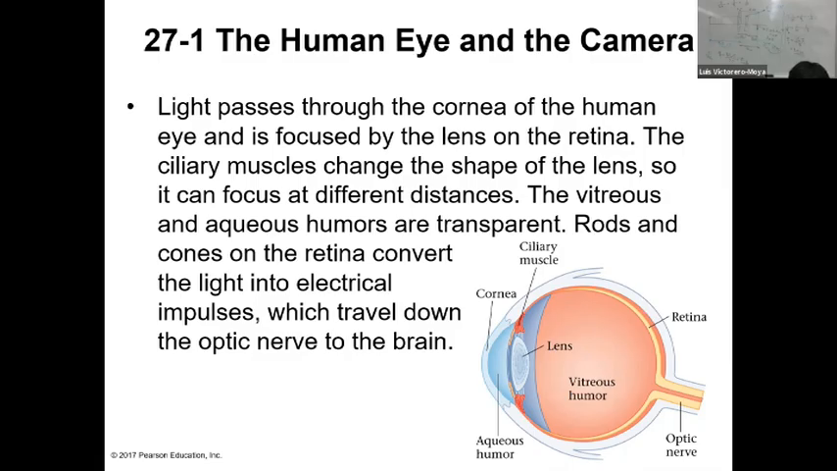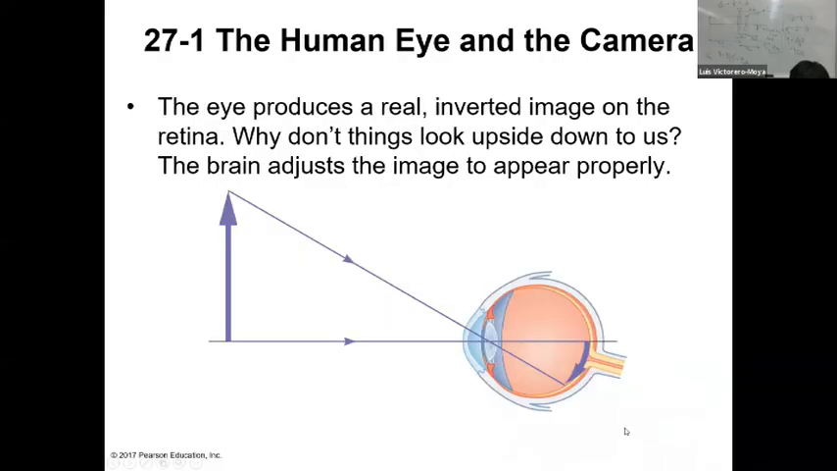But then at the end of the day, you're going to have an inverted image being produced right there. The reason why you don't see objects inverted is because by evolution, the brain has learned to adjust images to appear correctly or properly, right? We know that even happens with animals.